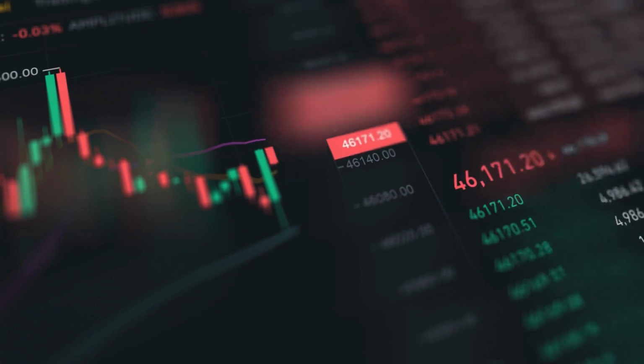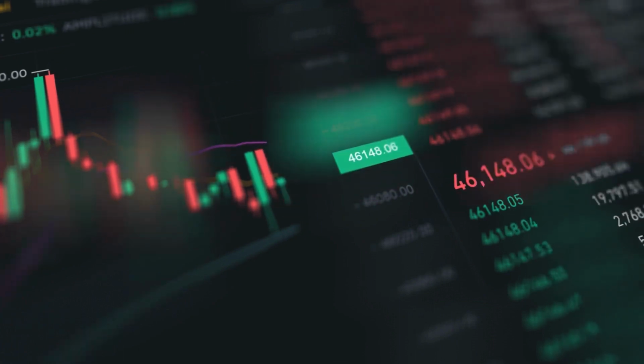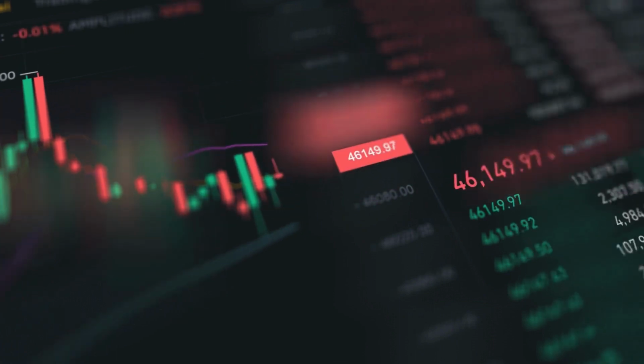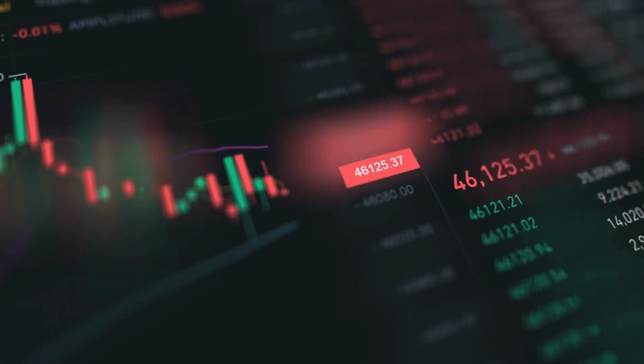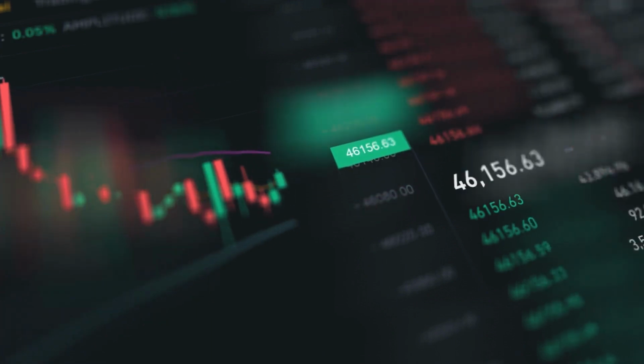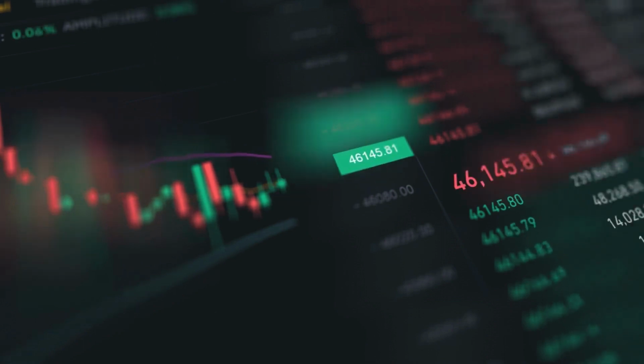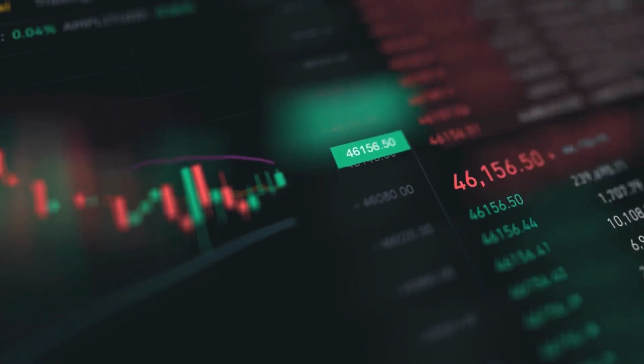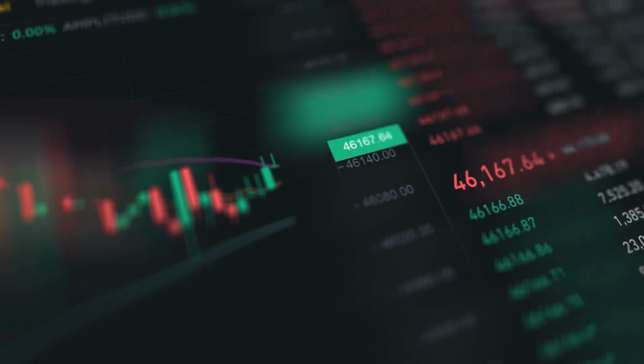The balance of trade is another key player. It's the difference between a country's exports and imports. A surplus, where exports exceed imports, can lead to a stronger currency as foreign buyers need the country's currency to make purchases. A deficit can have the opposite effect, potentially weakening the currency.